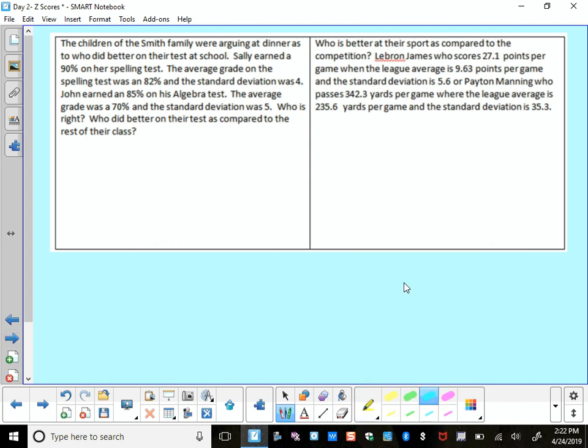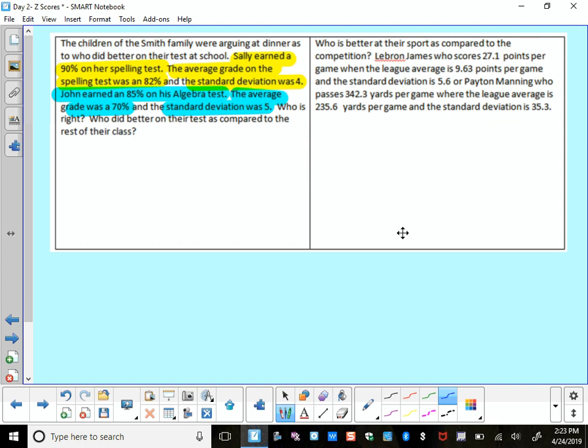Here's what's important. The children of the Smith family were arguing at dinner as to who did better on their test at school. Sally earned a 90% on her spelling test. The average grade on the spelling test was 82%, and the standard deviation was 4. Okay, so that's one sibling. And then the other sibling, John, got an 85 on his algebra test. The average was 70, and the standard deviation was 5. They want to know, because they're arguing, who's right, who's wrong, who did better.